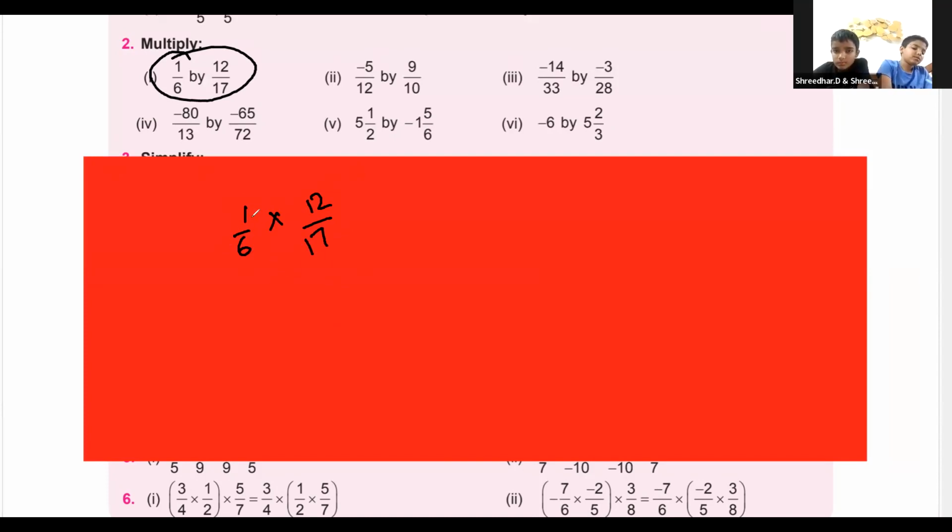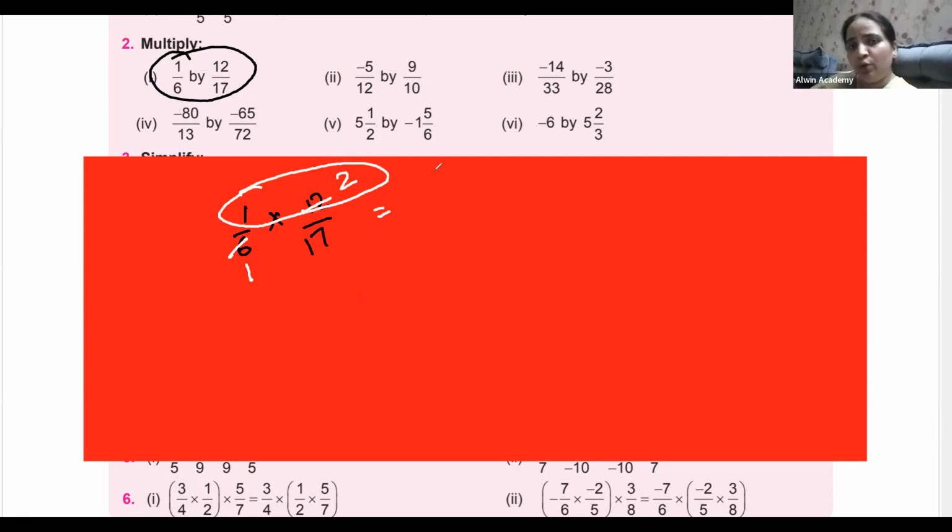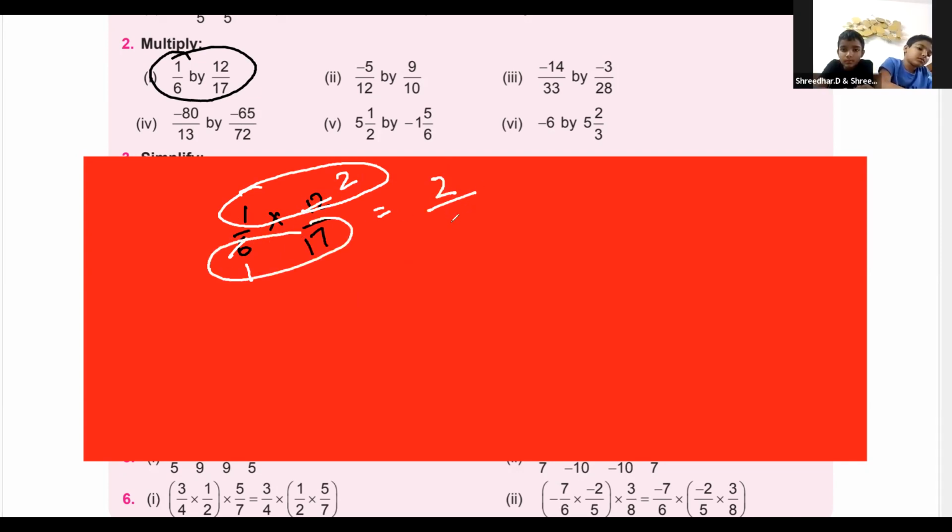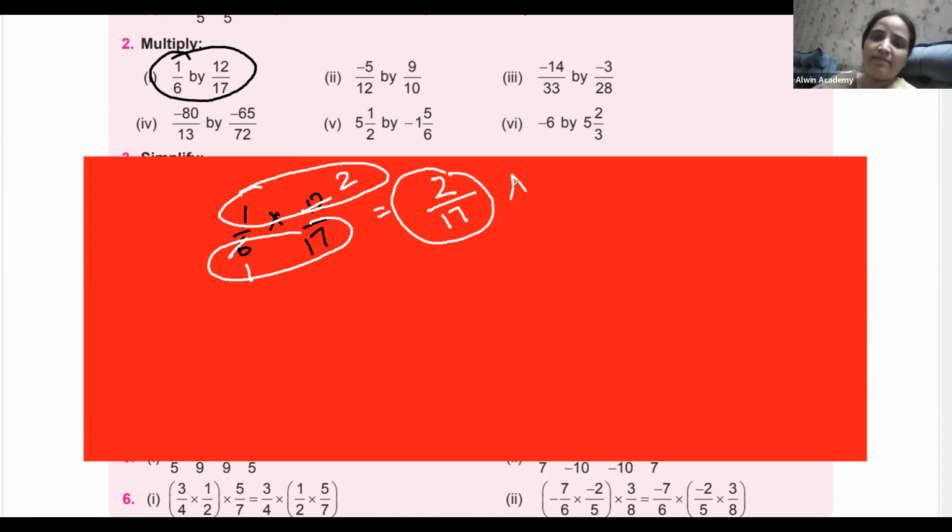1 is already in the lowest form, 12. Let's see. 12 cannot be cut by 17. It cannot be simplified with 17, but it can be cut by 6. So I'll simplify it with 6. 6 times 1 is 6. 6 times 2 is 12. Right, bache? Yes, ma'am. Now can anything be cut? No. So what is the answer? You multiply corresponding numerators. 2 times 1 is 2, so 2 by 17. And corresponding denominators, 17 times 1 is 17. 2 by 17 is the answer.